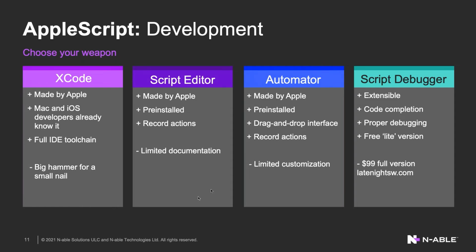There is the Script Editor and Automator, which are also both made by Apple. Script Editor is more of a text editor that's made for AppleScript. It doesn't have great documentation for it. Automator is drag and drop, and you can record actions that you're doing over and over again as a script or as an application that you can just double click on, and whatever you did when you were recording, it happens again on the playback.